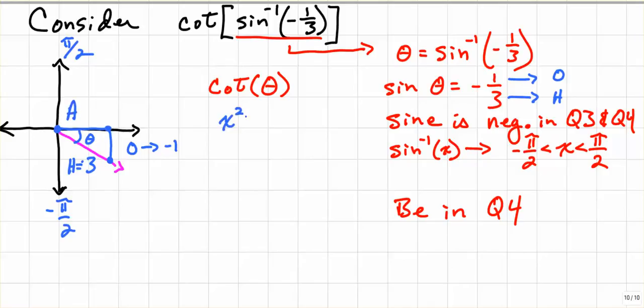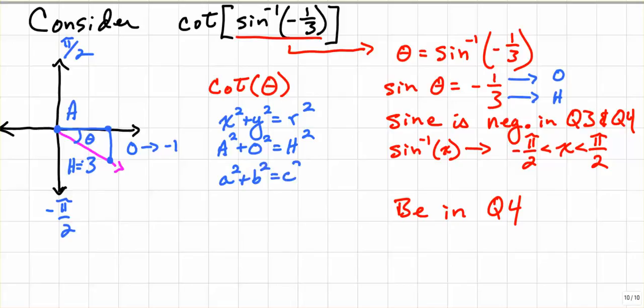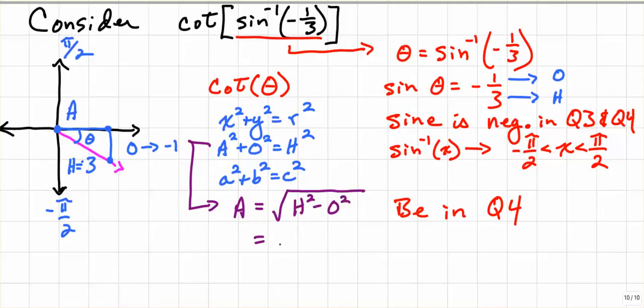And we know that x squared plus y squared is equal to r squared, or adjacent squared plus opposite squared is equal to the hypotenuse squared, or little a squared plus little b squared is equal to c squared. Any one of those three will work. I'm going to go ahead and use this one, and I know that a will be equal to the square root of h squared minus o squared, which is going to be equal to the square root of, sorry, that'll be 3 squared minus a negative 1 squared.